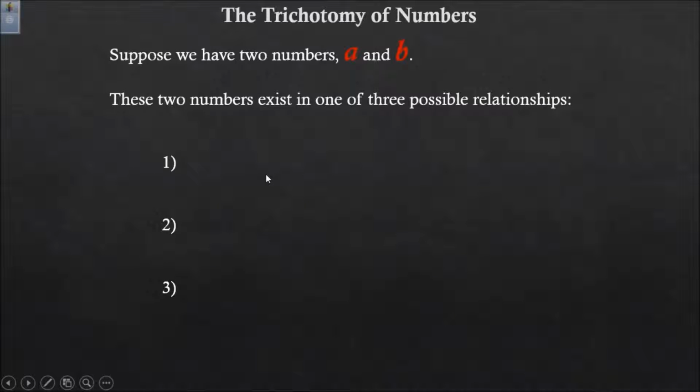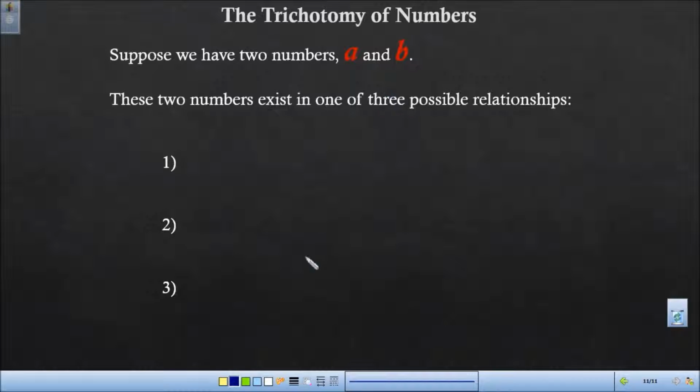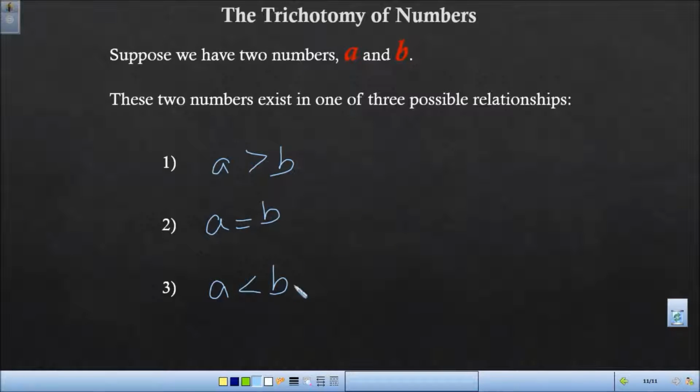The trichotomy of numbers basically says this. If we have any two numbers, a and b, these two numbers exist in one of three possible relationships. First, a can be greater than b. Second, a can be equal to b. And third, a can be less than b. Of course, we call this the trichotomy.